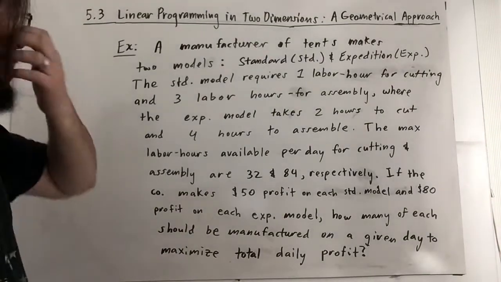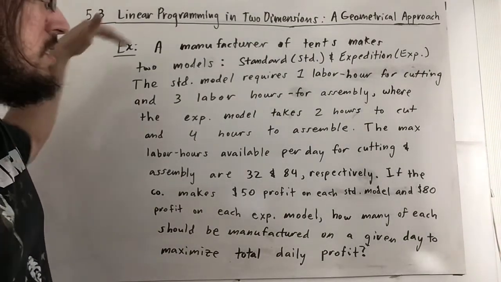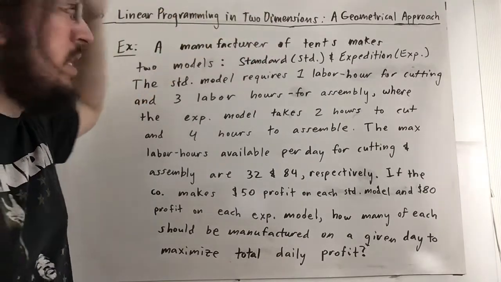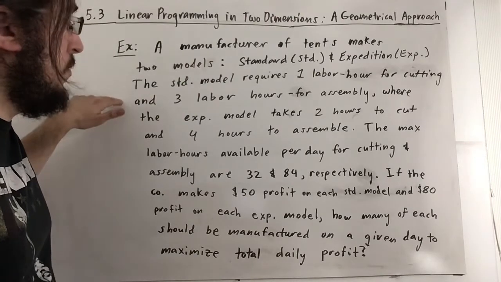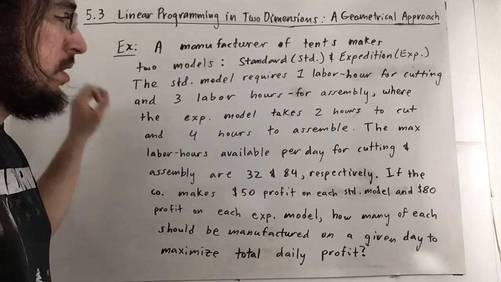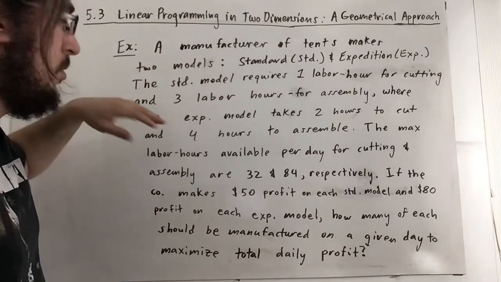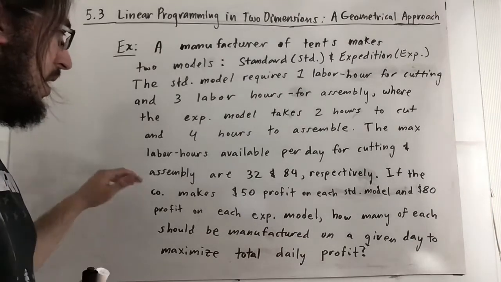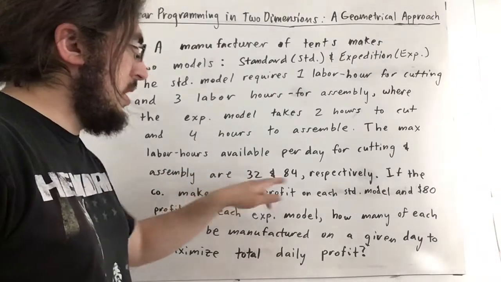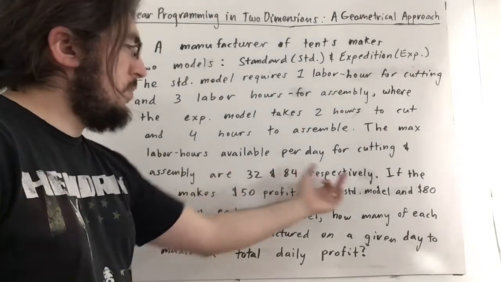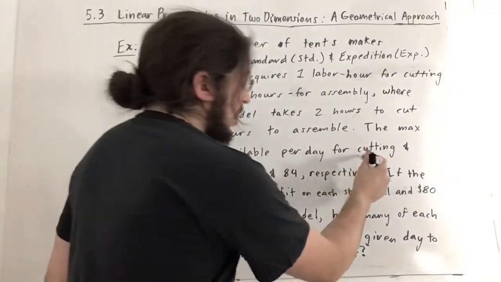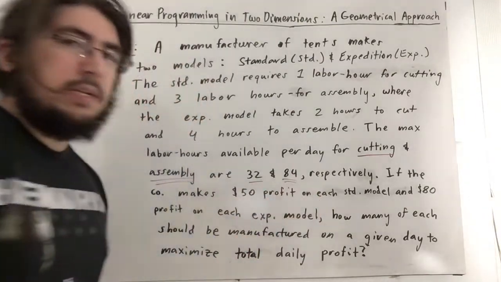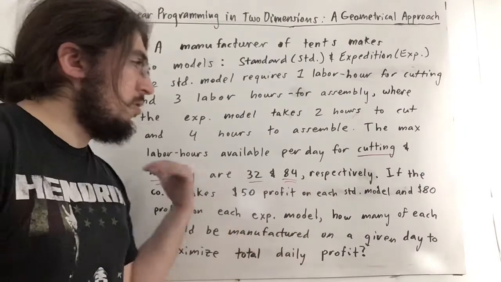So the example says the manufacturer of tents makes 2 models, the standard model and the expedition model. The standard model requires 1 labor hour for cutting and 3 labor hours for assembly, where the expedition model takes 2 hours to cut and 4 hours to assemble. The max labor hours available per day for cutting and assembly are 32 for cutting and 84 for assembly, respectively, just means in that order. So notice cutting comes first, 32 comes first, assembly comes second, and 84 comes second. So 32 corresponds to cutting, 84 corresponds to assembly.